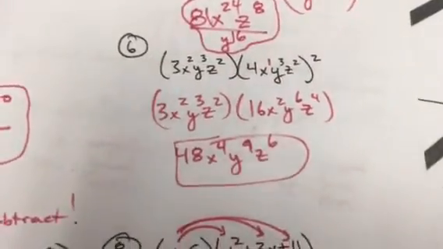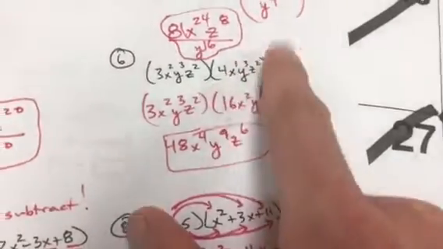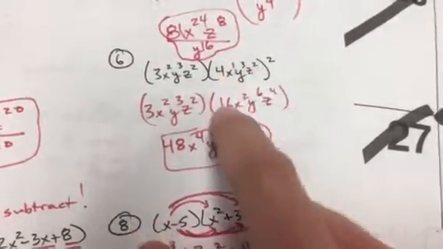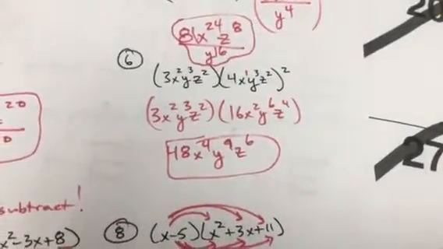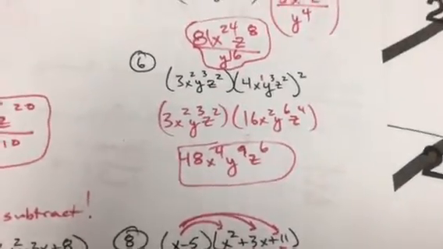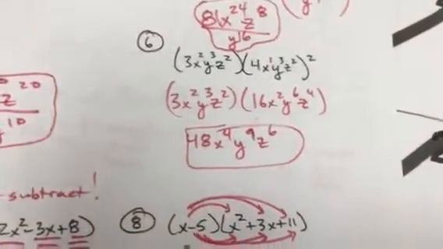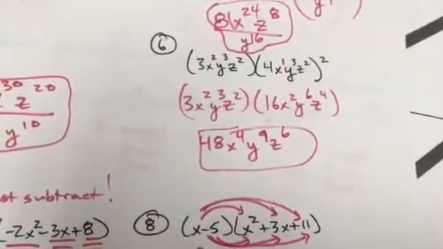Number 6, guys, you got to square. You got to use the second parentheses here first. You got to square this. 4 squared, 16. That's really x to the first. So power to power, you're going to have x squared, y to the 6th, z to the 4th. Then you're going to multiply it. Then it becomes just like number 1. 3 times 16 gives you 48. Add the exponents, x to the 4th, y to the 9th, z to the 6th.